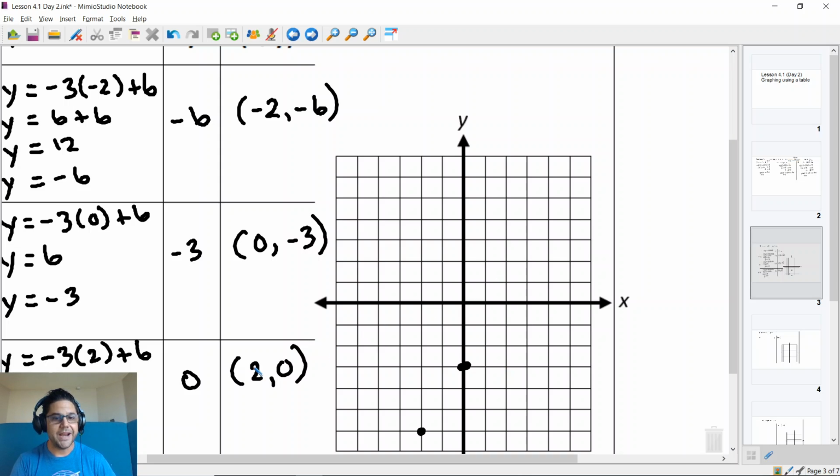The last one, remember, x is 2. So that's right 1, 2. My y is 0, so that means there's no up or down. These are my 3 points.